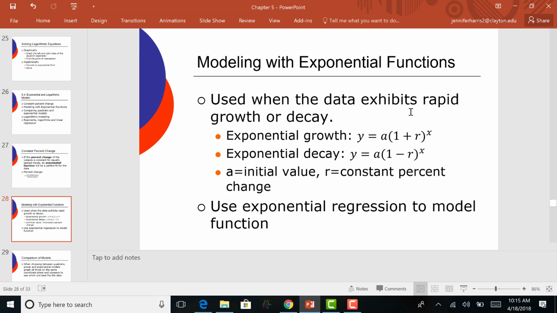That last little bullet, that third bullet that you see here, will give you the initial value. It's going to tell you the constant percent of change. That's your rate. A percent of change is how much something either went up or went down.